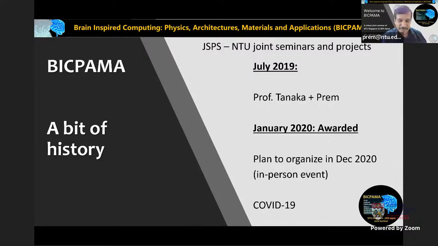Then we kept delaying the seminar, thinking that we could probably organize an in-person conference. But unfortunately, COVID-19 has been mutating, and now we have the Omicron version. So this couldn't happen, and that's why we have to organize an online, virtual event. So that is the history.